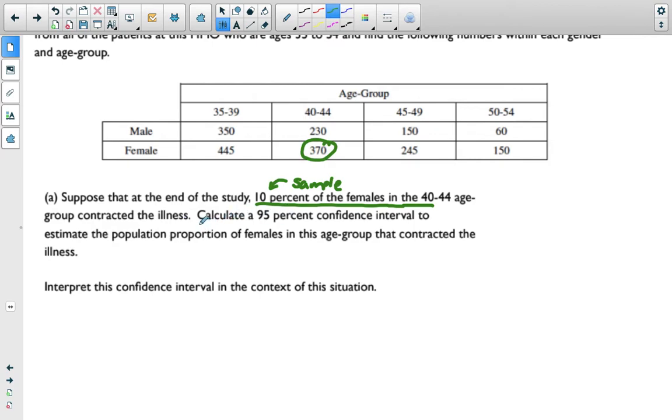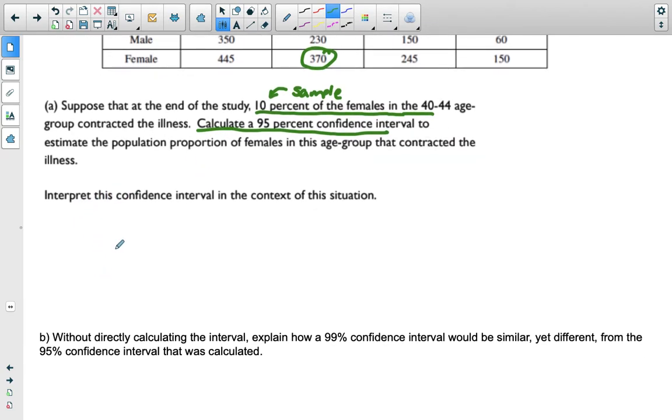So the question is, calculate a 95% confidence interval to estimate the population proportion of females in this age group that contracted the illness. So we have a sample. We know that 10% of these females contracted the illness. What we're trying to do is learn something about the entire population. The entire population is all of the females ages 40 to 44 in this HMO, this health maintenance organization, that they could have sampled from. So we're trying to learn from that. So calculate a 95% confidence interval, and then we're going to interpret the confidence level too. So what's our confidence level?